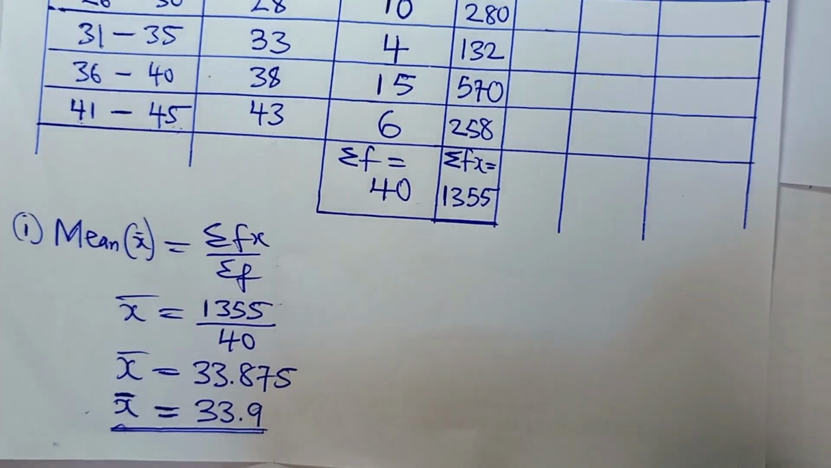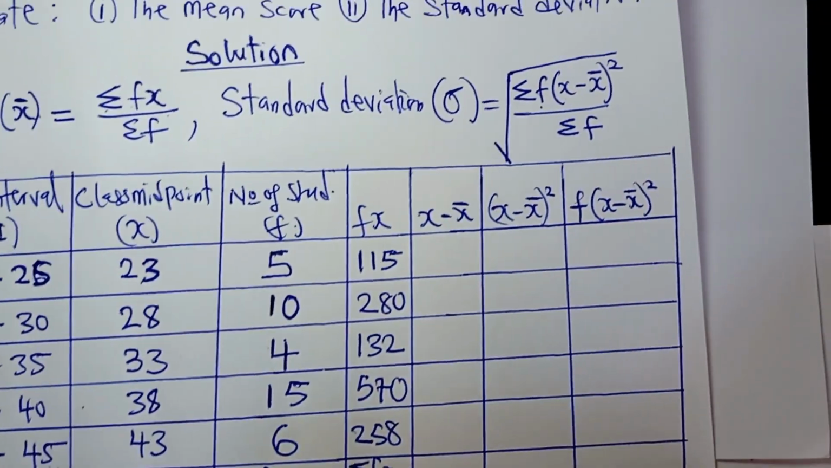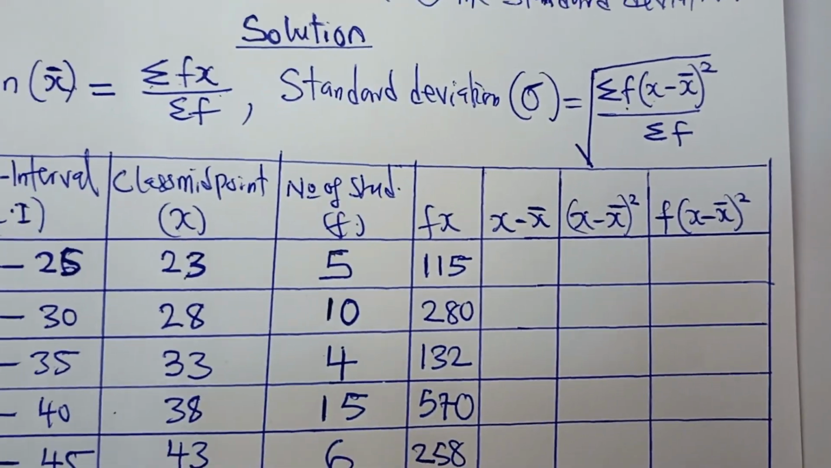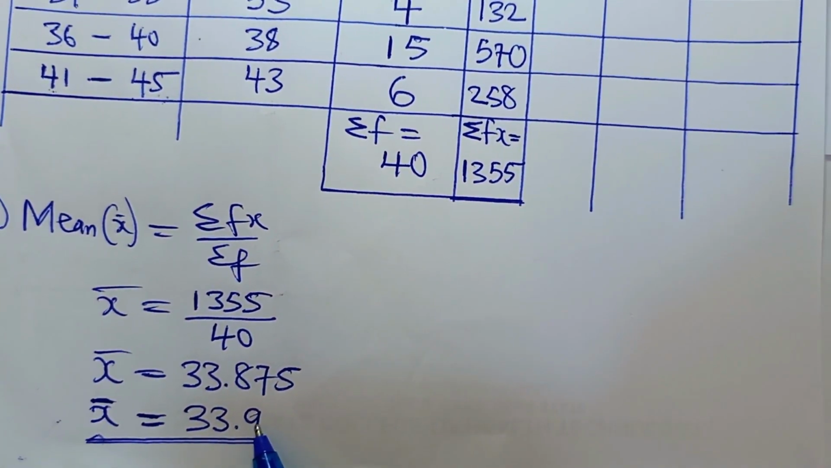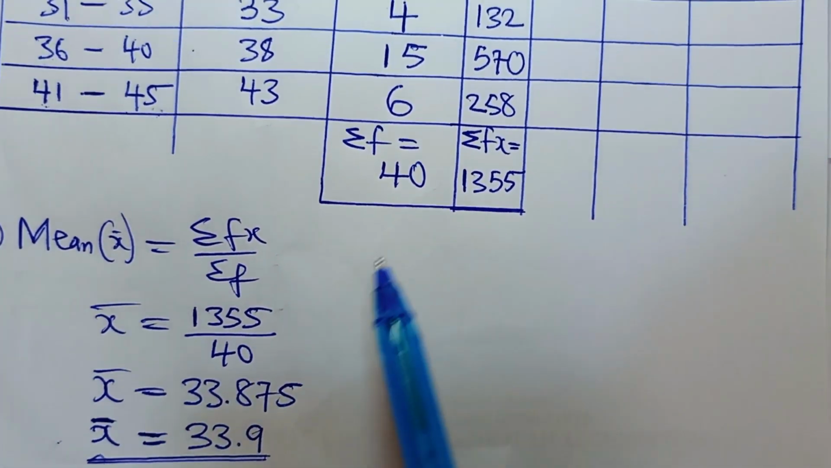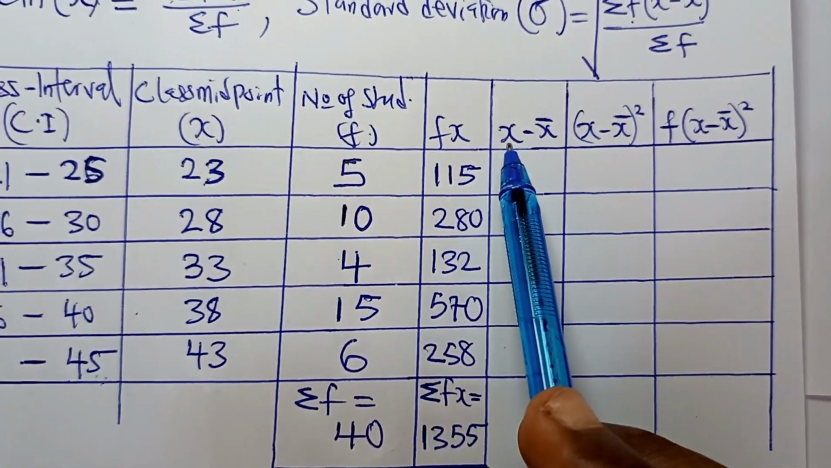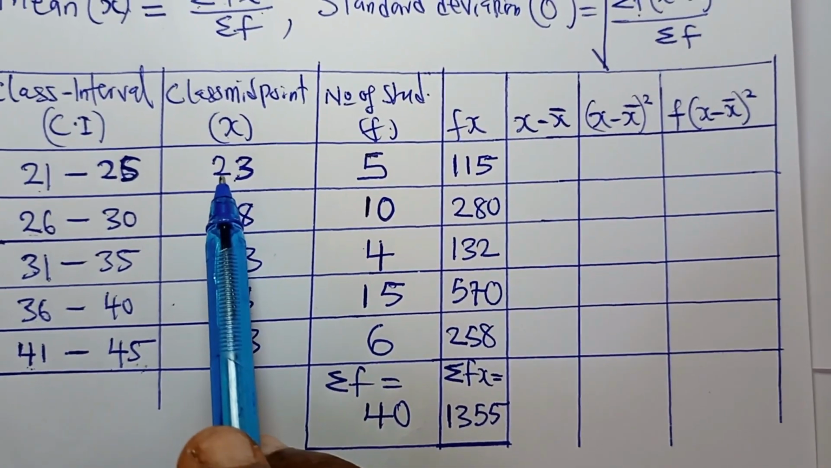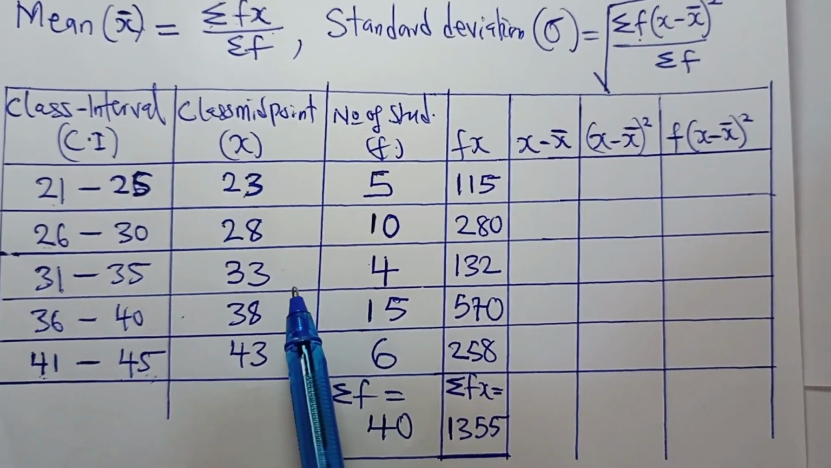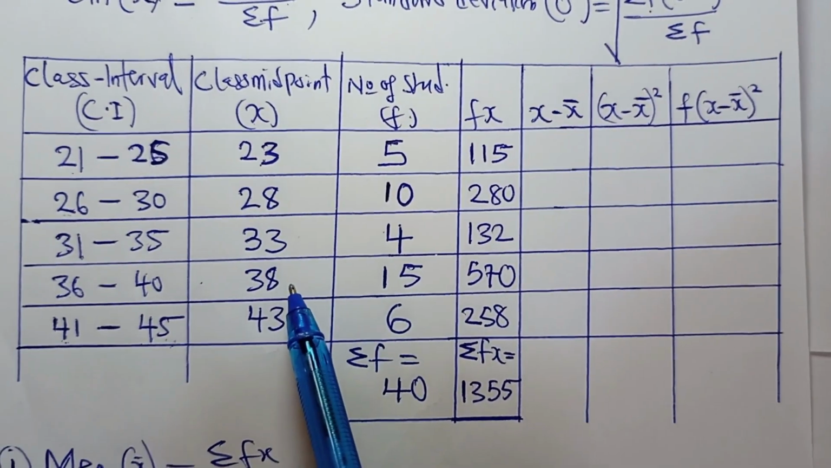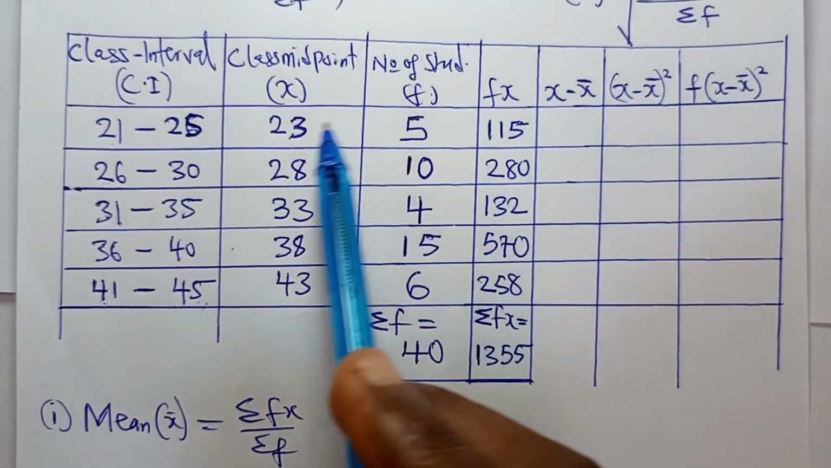Now we have gotten mean, we need to go and finish up for standard deviation. So back to the table. But remember, what is our mean? 33.9. So on the table now, what is this? This one means x. Where is x? Look at the column for x. Mean is 33.9. We have solved for mean. The answer is 33.9. So this means x minus mean.